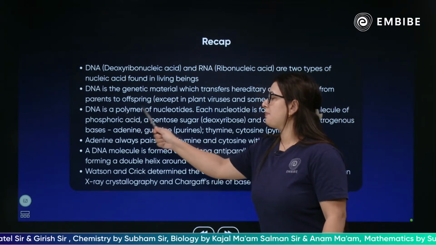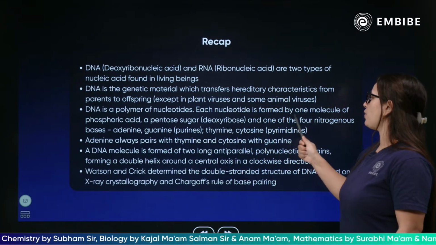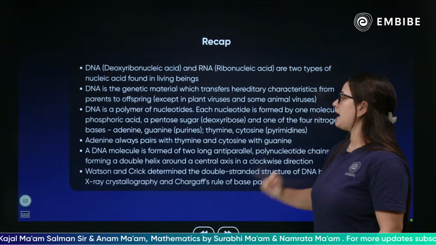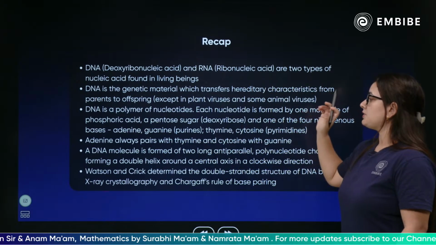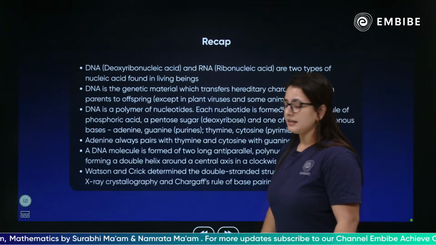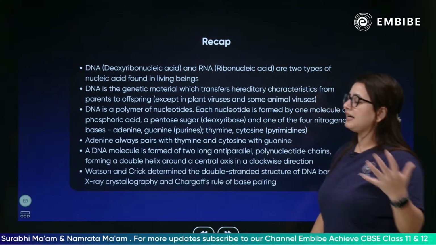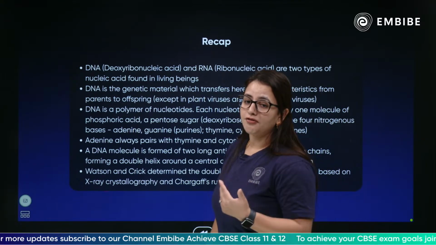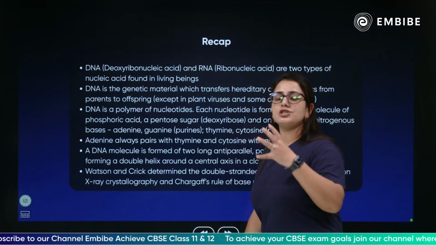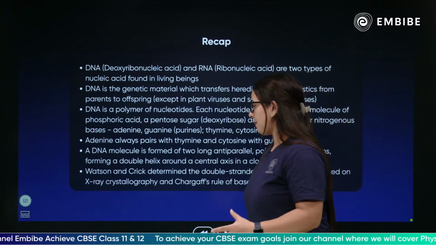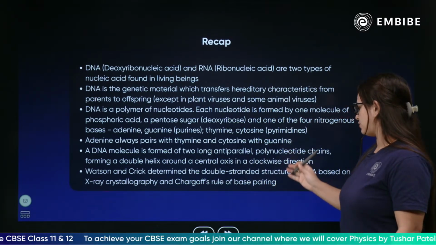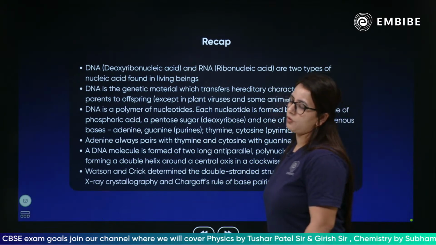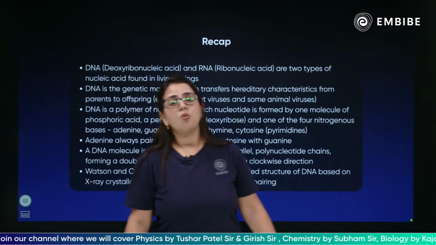Next, what is DNA? DNA is a polymer of nucleotides. Each nucleotide is formed by one molecule of phosphoric acid, a pentose sugar, deoxyribose, and one of the four nitrogenous bases: adenine and guanine, which are purines, and thymine and cytosine, which are pyrimidines. A DNA molecule is formed of two long anti-parallel polynucleotide chains, running 5 prime to 3 prime and 3 prime to 5 prime. The double-stranded structure of DNA was determined by Watson and Crick based on X-ray crystallography, and Chargaff's rule of base pairing was explained by them. So this is what we have studied.